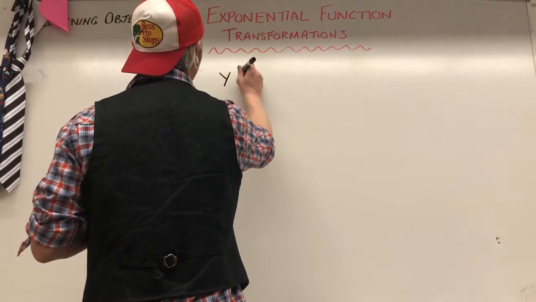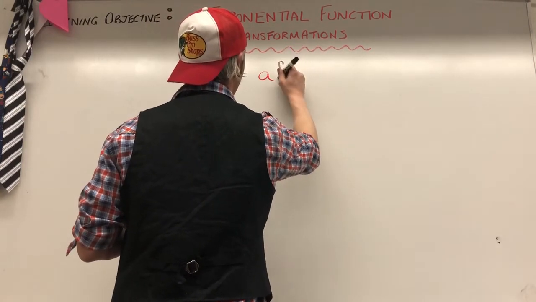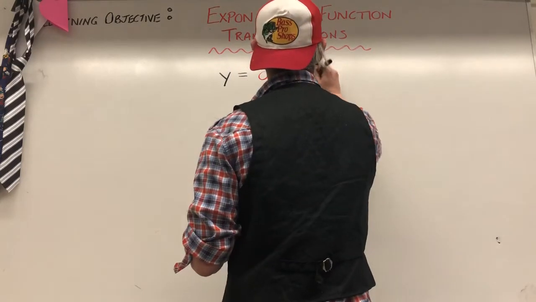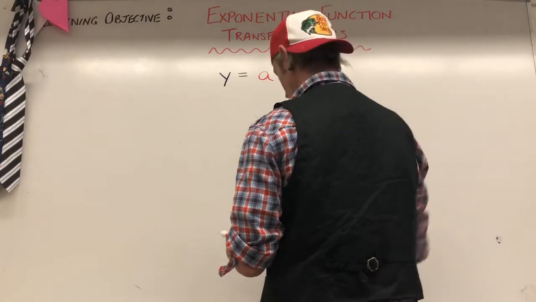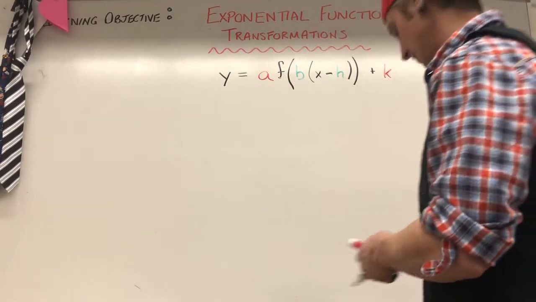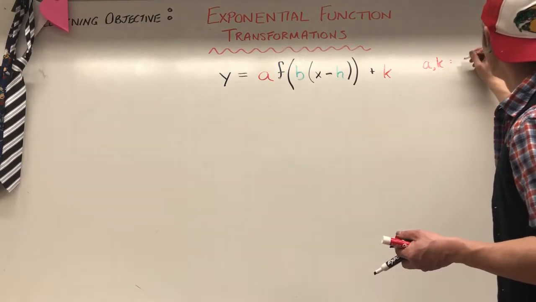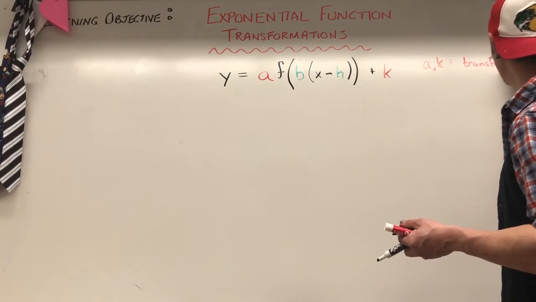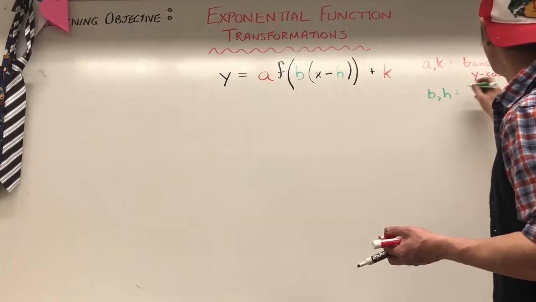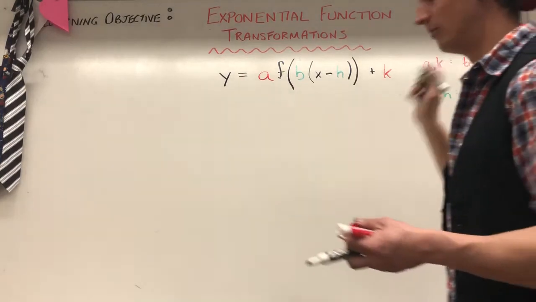So we know that a regular function transformation looks like this: a f(b(x minus h)) plus k. And as I tell you in every video, A and K are transformations to my y coordinates, whereas B and H transform my x coordinates. And that is true across all transformations.